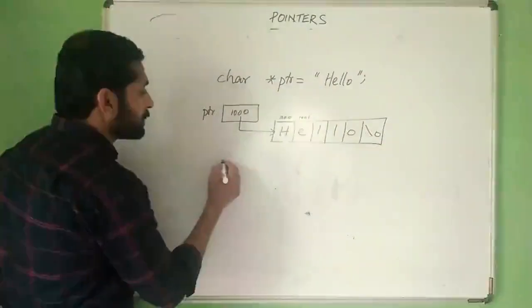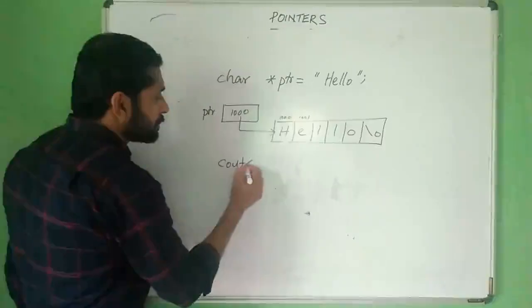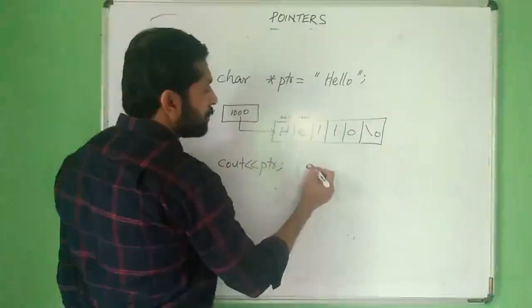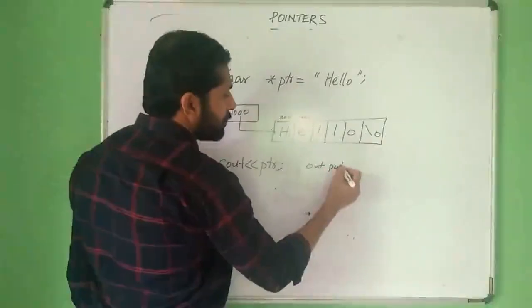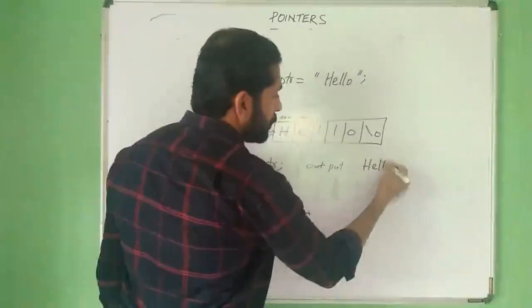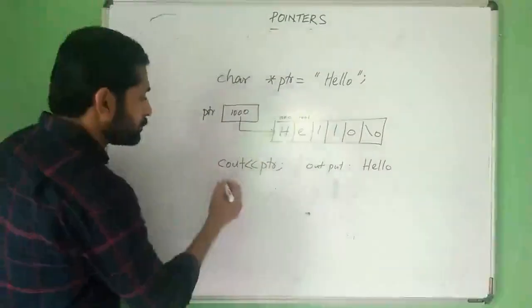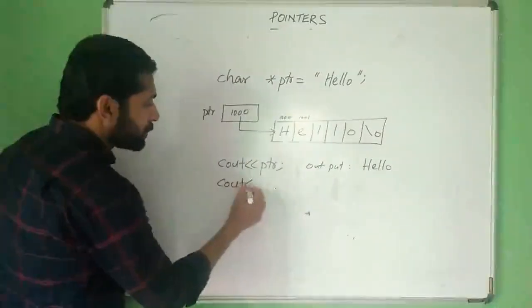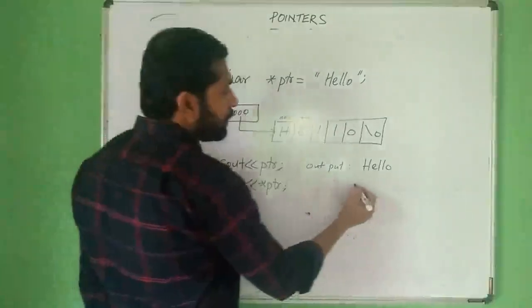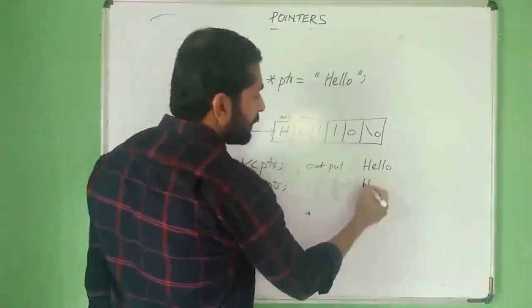And if you write a statement like this, cout ptr, what will be the output? Hello. cout *ptr, the output will be h.